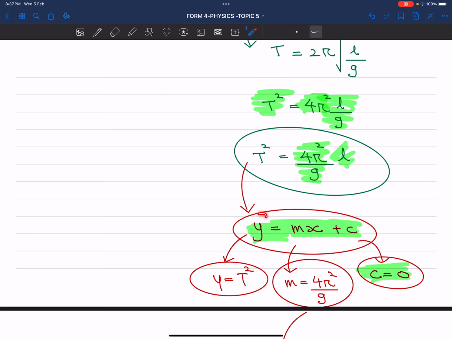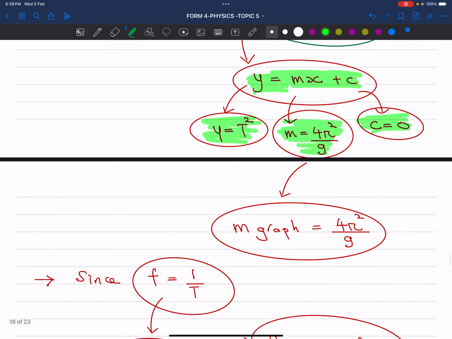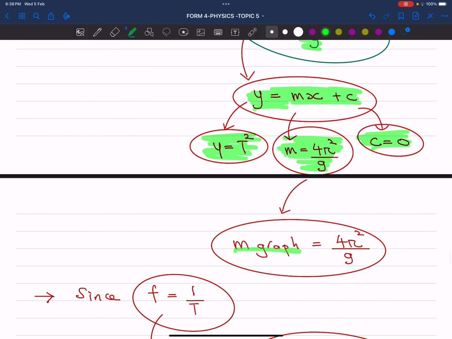The y-axis is of course T squared. The x-axis is of course L. Therefore, the gradient m is 4 pi squared over g. This is the most important. The gradient of the graph is 4 pi squared over g.